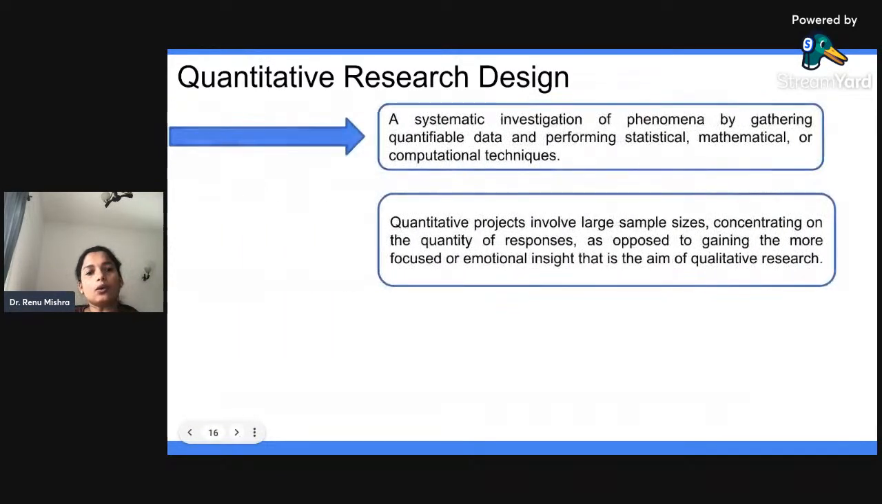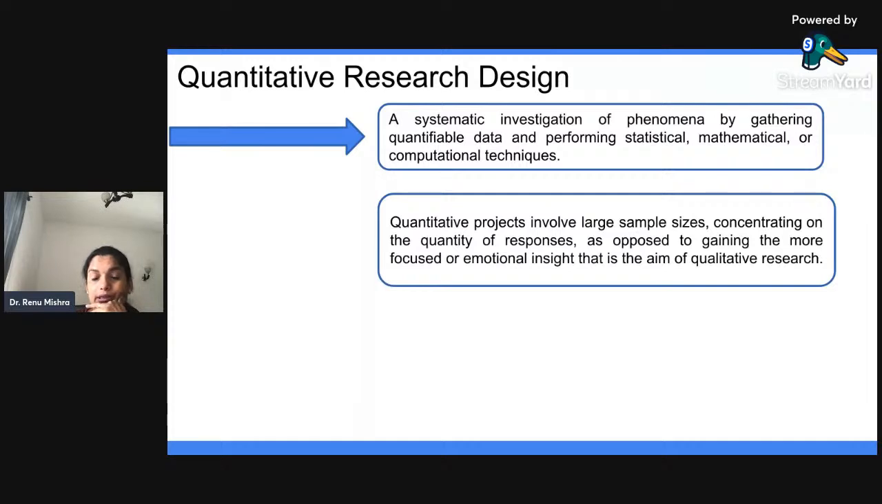Okay, now coming to the quantitative research design. What is quantitative research design?